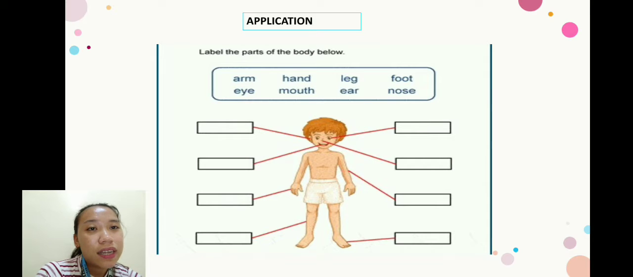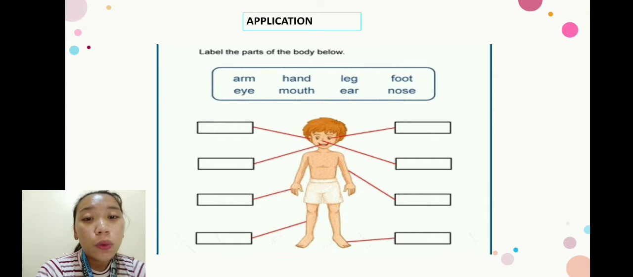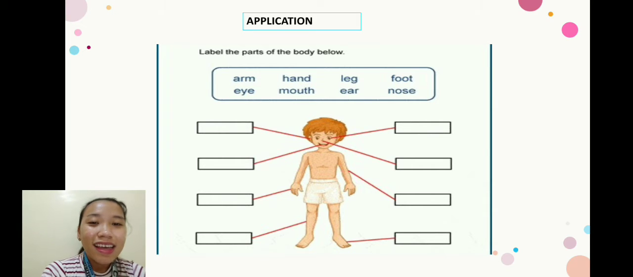Then next is application. In my application, I give them an activity, a worksheet paper, and I give them the instruction to label the parts of the body below using the words in the box. Then after they answer the activity, we together check their activity, and surprisingly, most of my students get the perfect score.